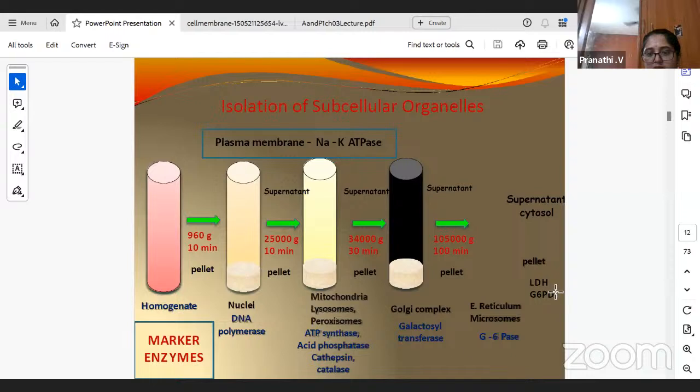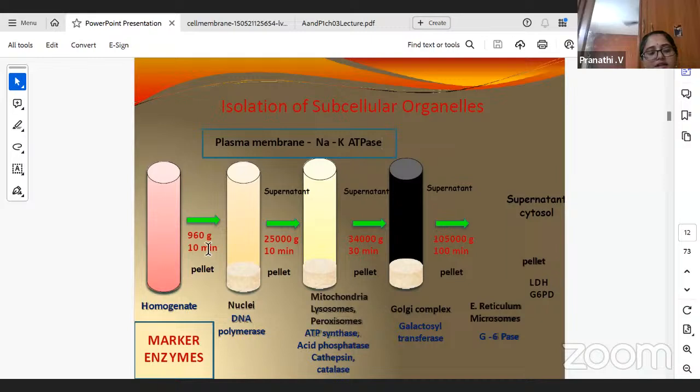If I want to isolate different kinds, that is, my nuclei or mitochondria, Golgi complex, endoplasmic reticulum, I'm going to take the homogenate and the plasma membrane, I need to disrupt it. So what am I going to use? Sodium potassium ATPase.